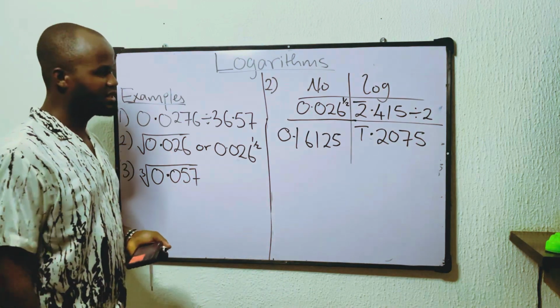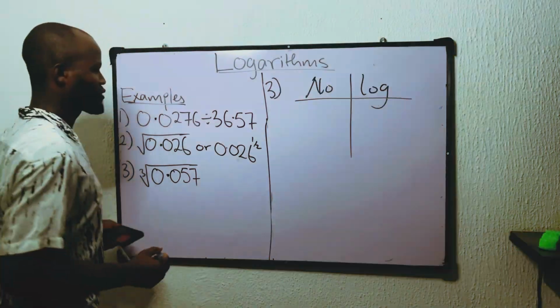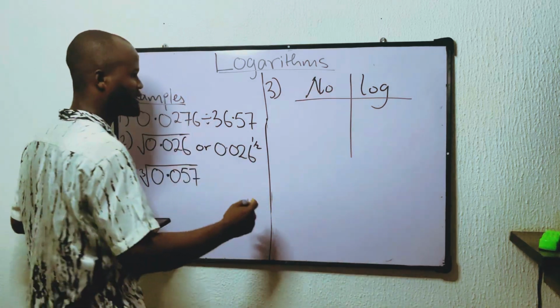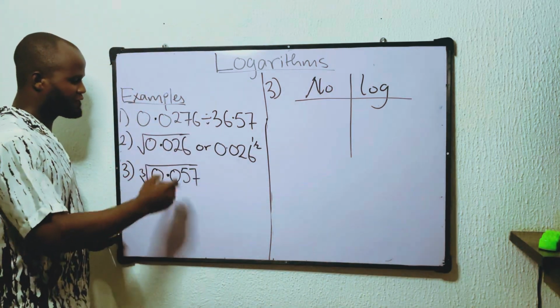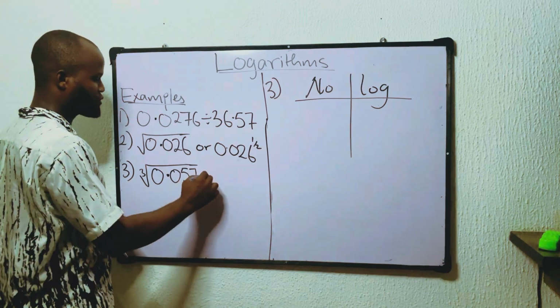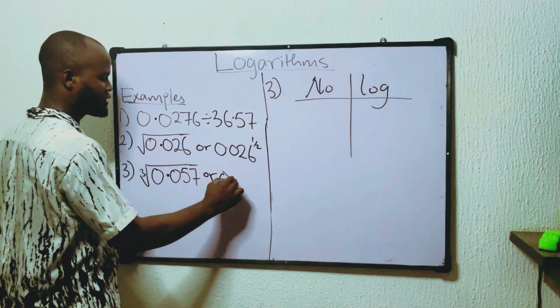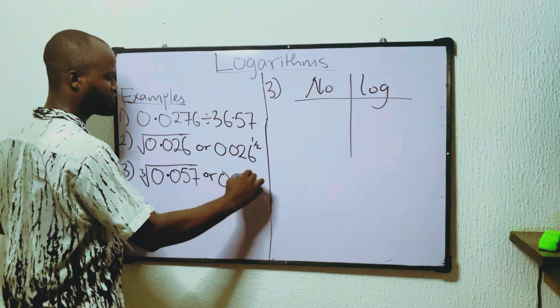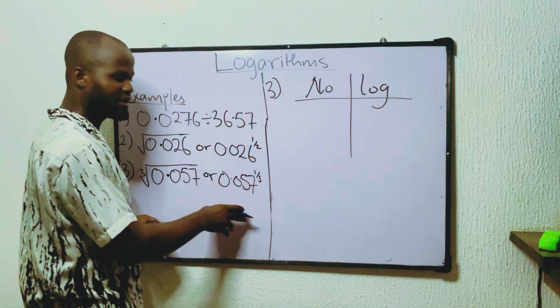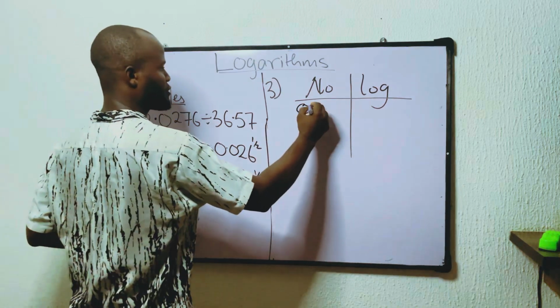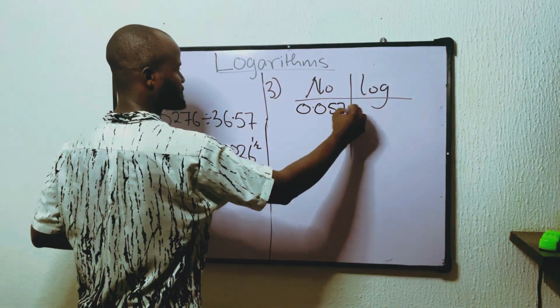Okay, let's take the third example. So we have our number and our log, and here we have the cube root of 0.057, which could also be rewritten as 0.057 raised to the power 1 over 3. So we're going to divide the logarithm of this number by 3. So let's find the logarithm of 0.057.